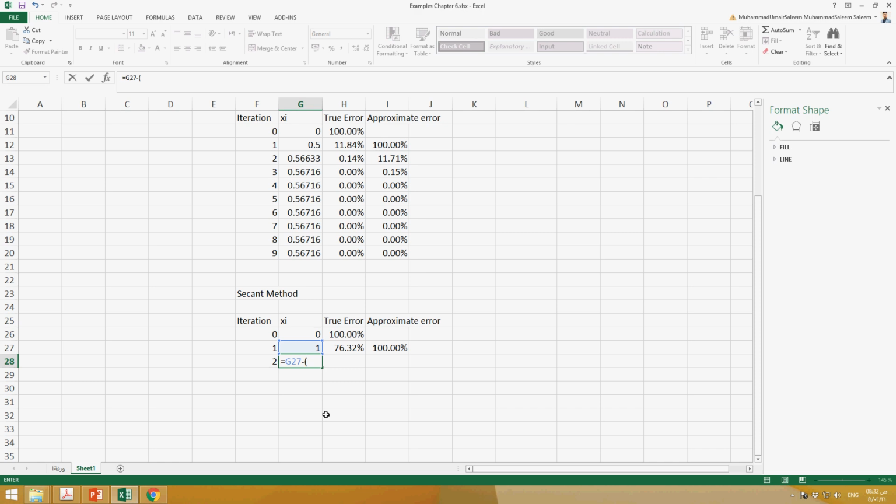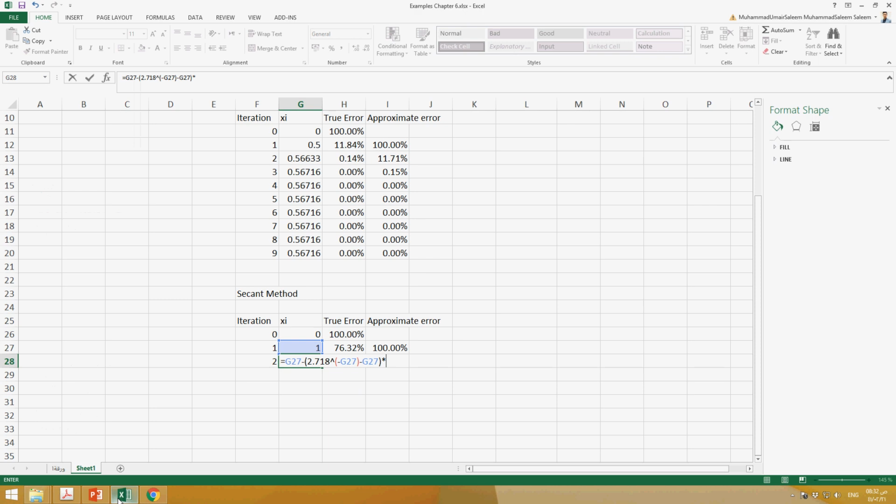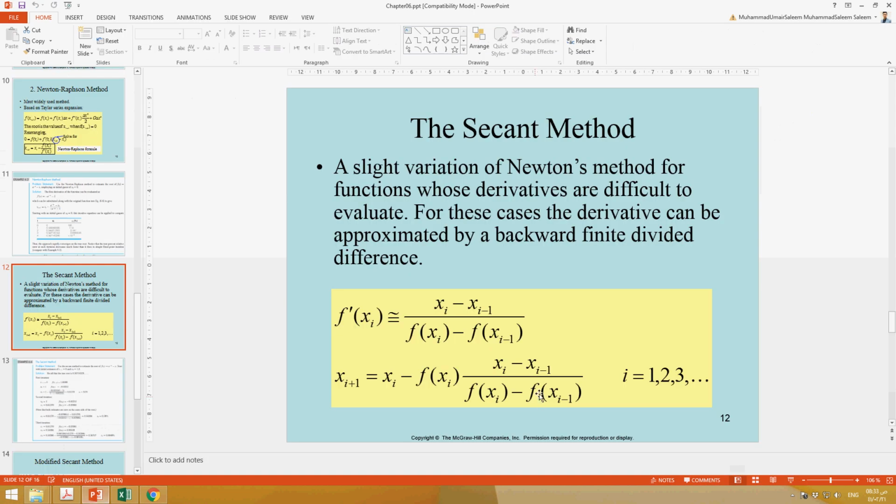Okay, so next is f of x. So f of x is 2.718 to the power of minus xi, minus xi. This whole expression is f(xi), and it should be multiplied by xi minus xi minus 1, and then divided by f(xi) minus f(xi minus 1).